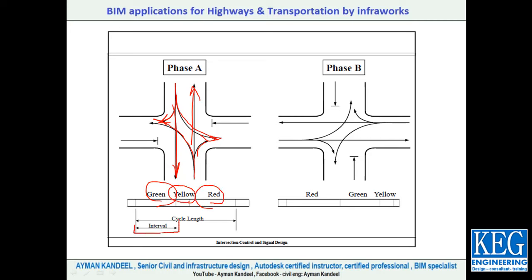The green interval means the time of each phase. So for the green time, if green is working, phase 1 or phase A will run from start to finish, then go to yellow and directly to red. The red is when the movement starts for this direction and for this direction. So phase A plus phase B gives you a 2-phase operation.